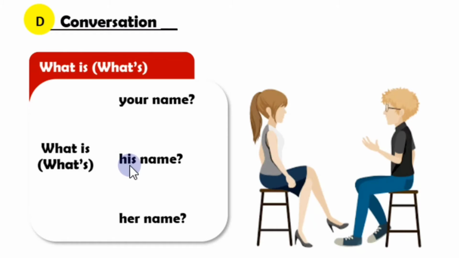His is a possessive adjective for a man. We use his before nouns and it shows ownership or possession. Her is a possessive adjective used for a woman. When you ask what's his name, you're asking the name of a man or a boy. What's her name? You're asking about the name of a girl or a woman. Okay, what's your name? What's his name? What's her name? Very simple.